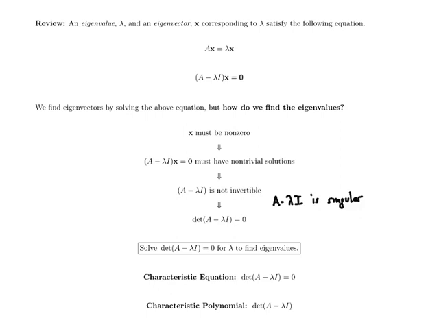This equation, the determinant of A minus lambda I equals 0, is what we call the characteristic equation. Just the determinant of A minus lambda I is called the characteristic polynomial, and we'll see that that is a polynomial with variable lambda.